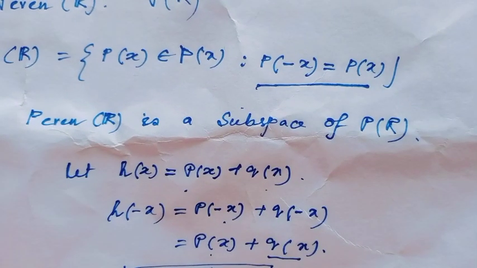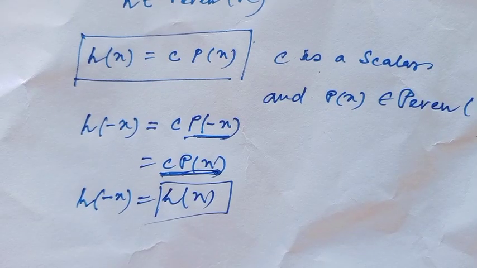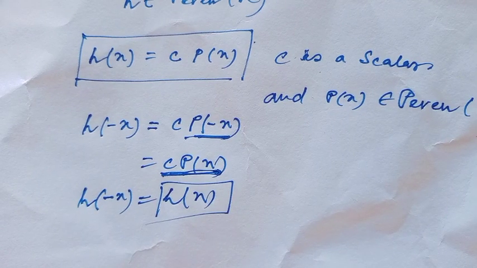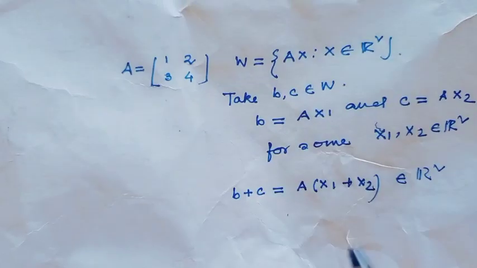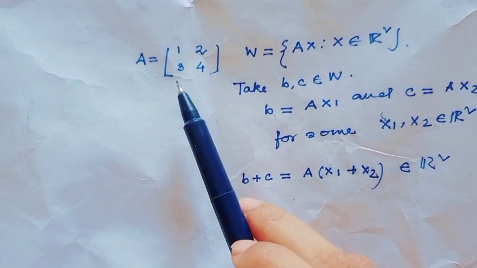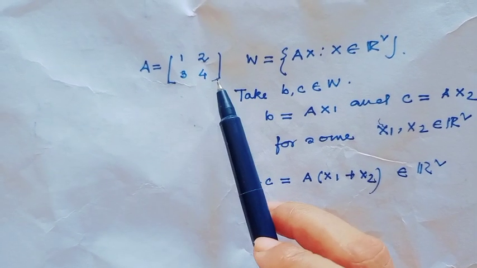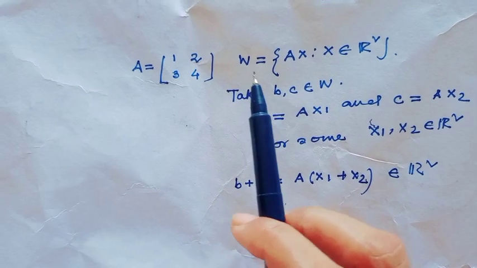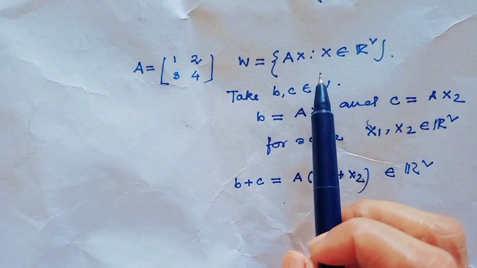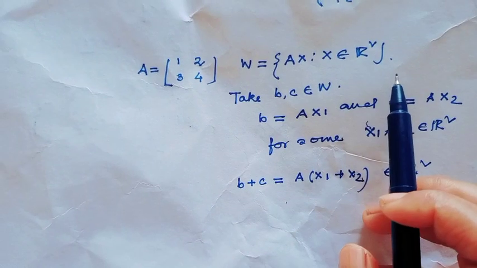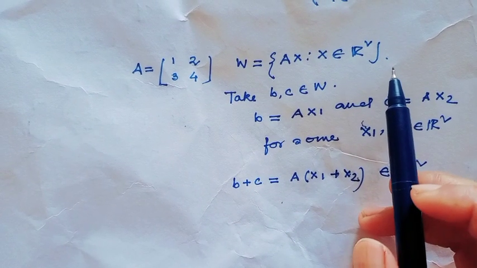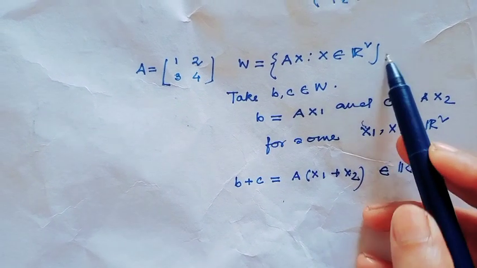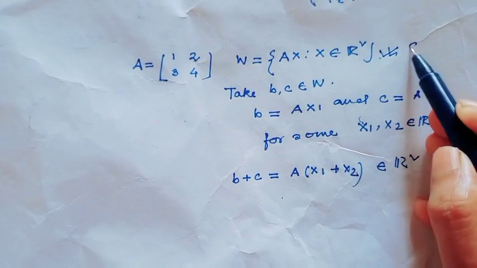Okay? I will see different types of subspace when the vector space is a matrix space. First, fix one matrix A equal to [1, 2; 3, 4] such that W equals AX such that X belongs to R2. We have to prove this subset is a subspace.